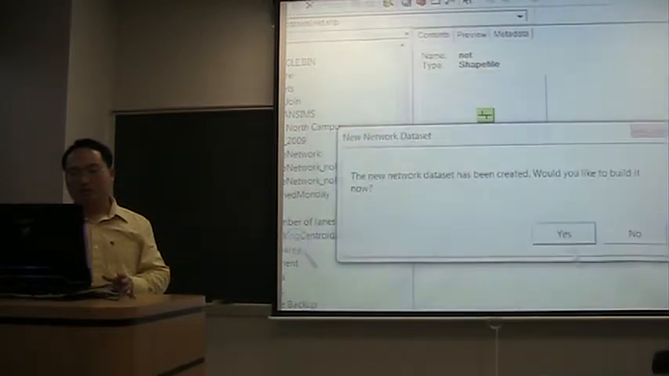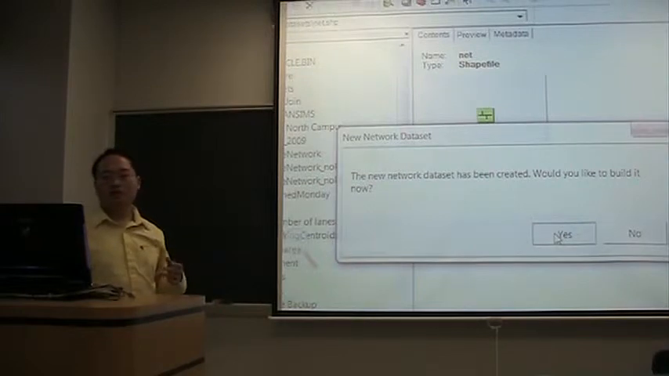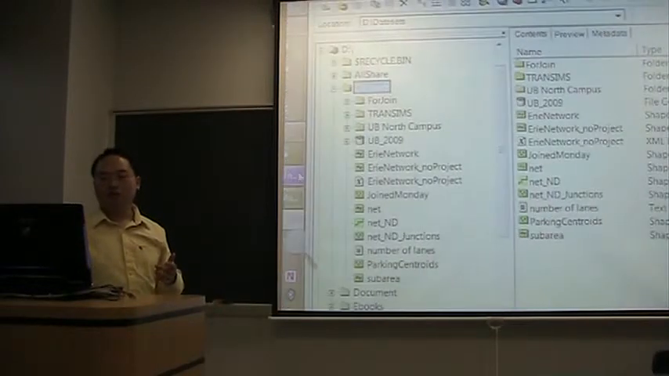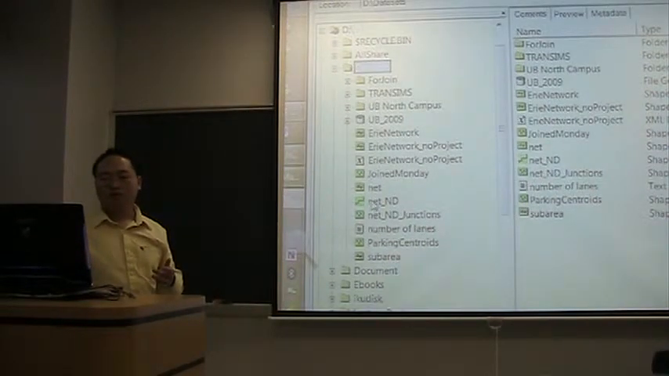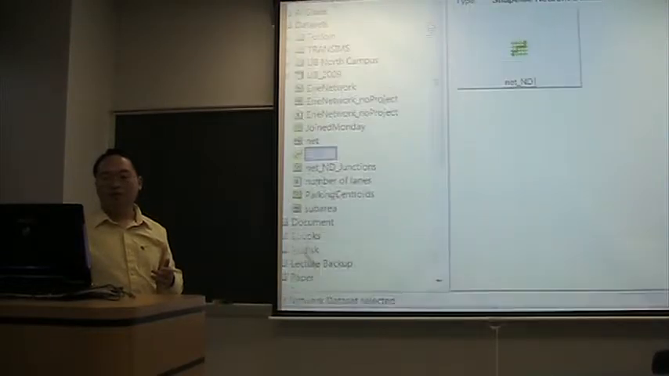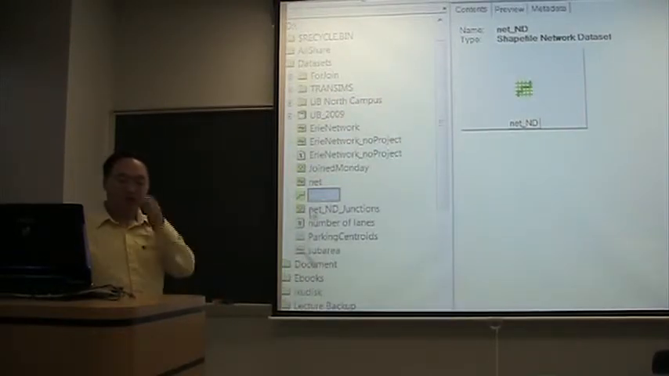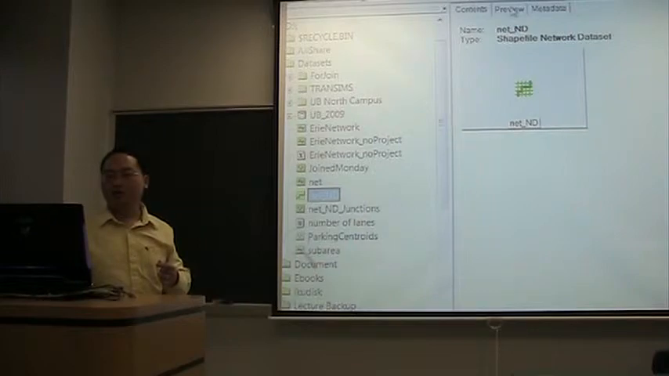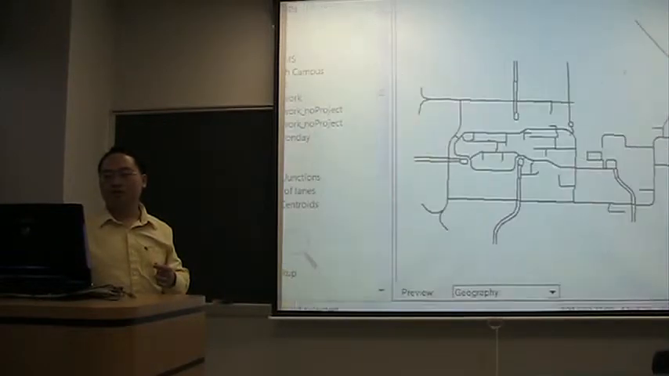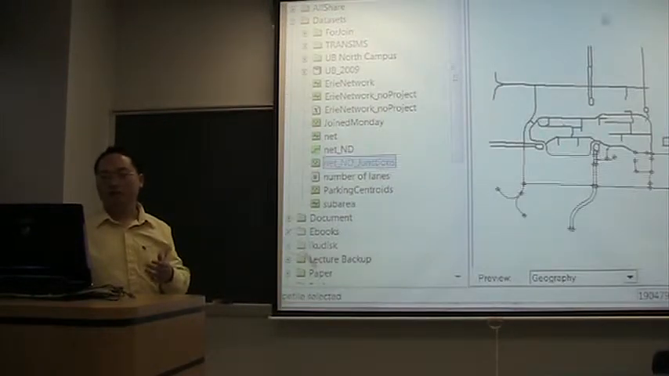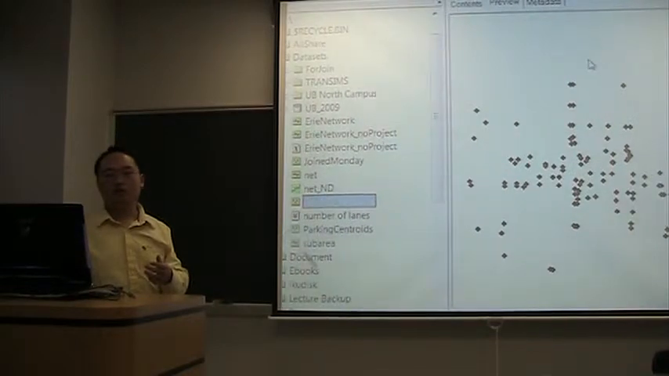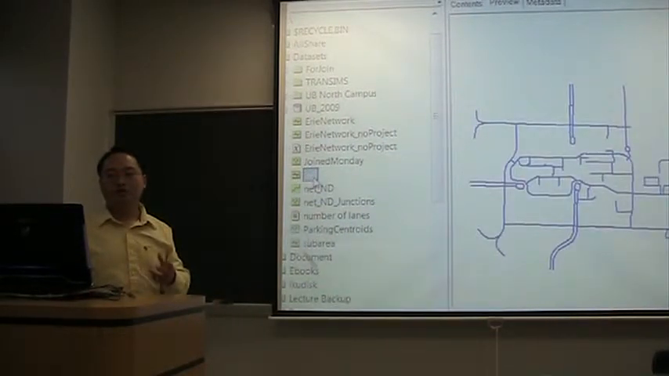Just click next several times. Now the network dataset has been created and you want to build it. Okay, so now you see a new network dataset called NetND. You can preview it. It's the same shape, okay? And another dataset called junctions. So originally we have a shapefile named net. Now we have NetND and NetND junctions.